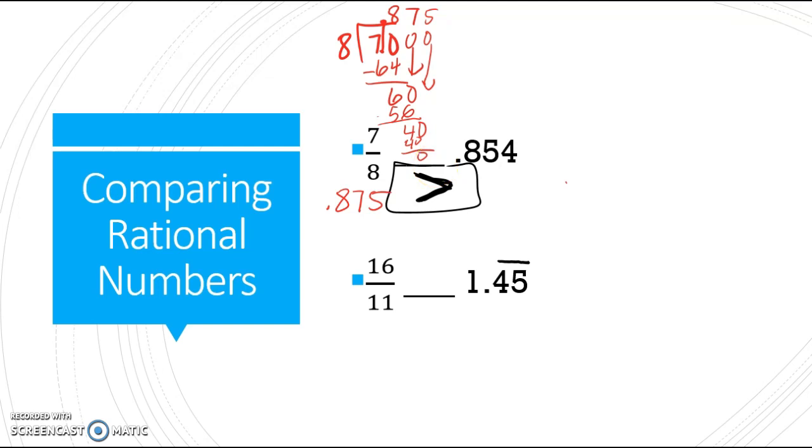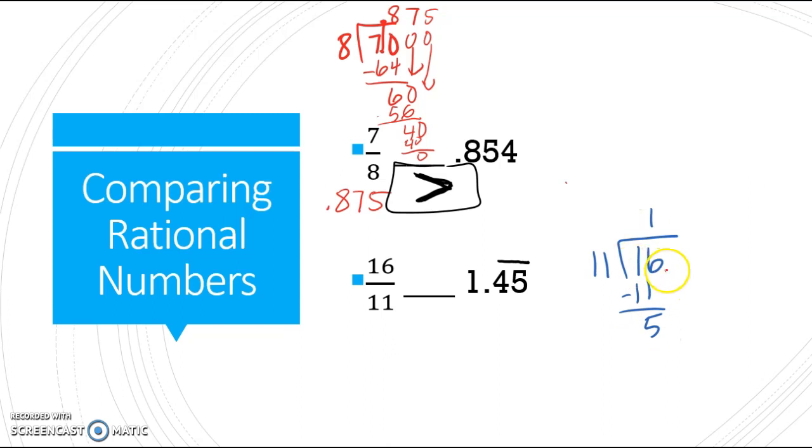I'm going to take 16/11ths. I'm going to make that into a decimal. So 16 goes on the inside, 11 on the outside. 11 can actually go into 16, which shouldn't be surprising because 16/11ths is an improper fraction. So 11 can go into 16 one whole time. We're left with 5 as our remainder.